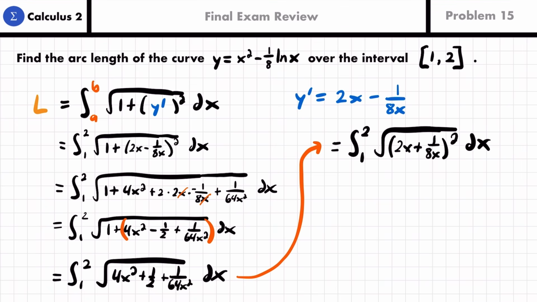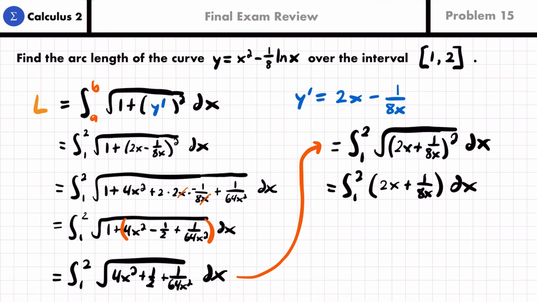Okay, so always be on the lookout for that. But now back to our integral. As I pointed out, this square root will cancel out with this quantity being squared. So now we have the integral from 1 to 2 of just (2x plus 1) divided by 8x dx.